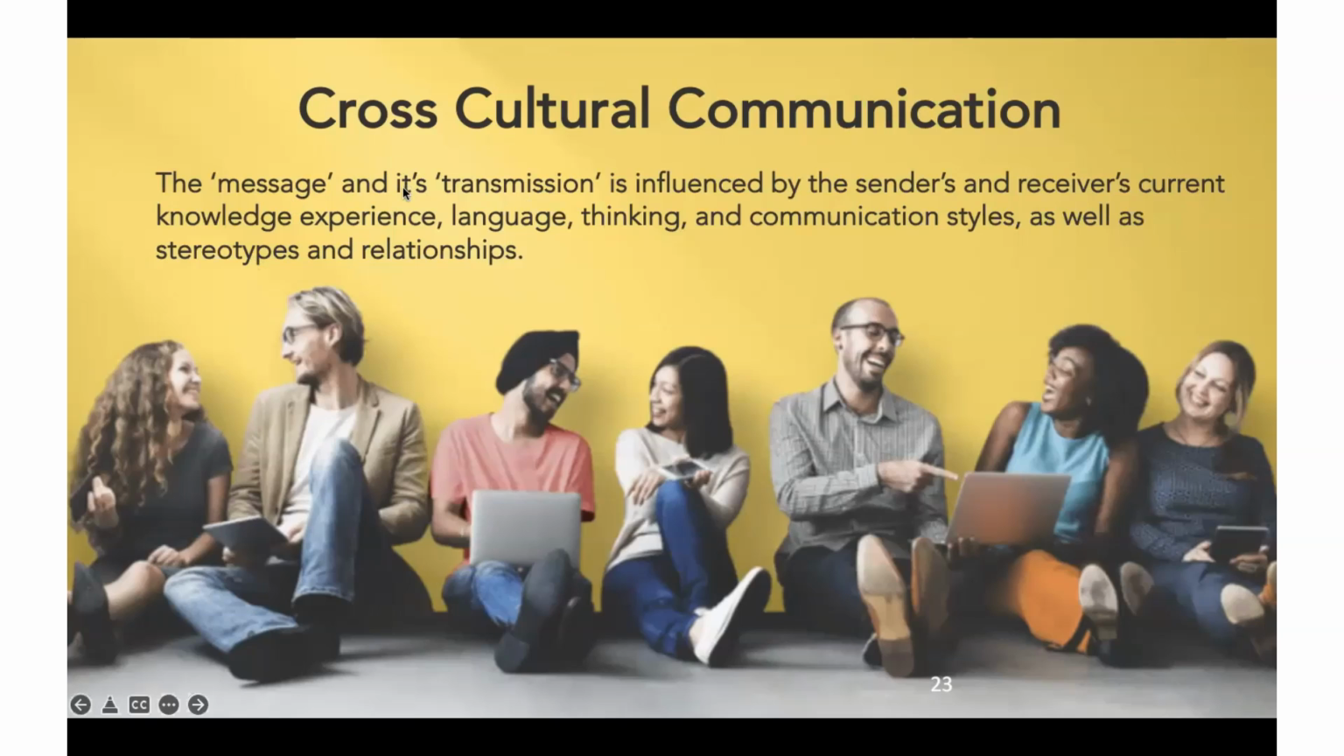It says the message and its transmission is influenced by the sender's and the receiver's current knowledge, experience, language, thinking, and communication styles, as well as stereotypes and relationships. So I was talking about stereotypes and the things that we think, but there are other factors that would also influence, such as knowledge, experience, language, thinking, and communication styles. For example, if I'm communicating with someone from, let's say, a Spanish-speaking country like Mexico, then I may need to probably slow down my communication if the other person thinks that I'm speaking too fast, right?